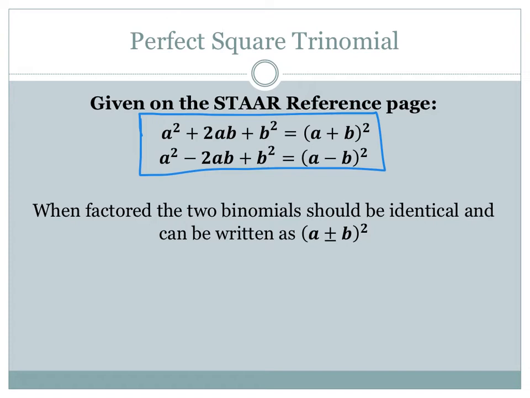Same with a minus b, squared. So when factored, the two binomials should be identical and can be written as a plus or minus b, squared. So that means that when I'm done factoring, everything inside the parentheses should be the same. Okay? Keep this right here in mind. A squared plus 2ab plus b squared.